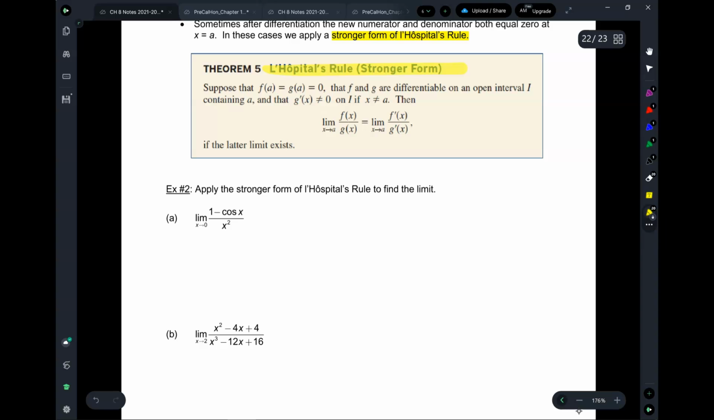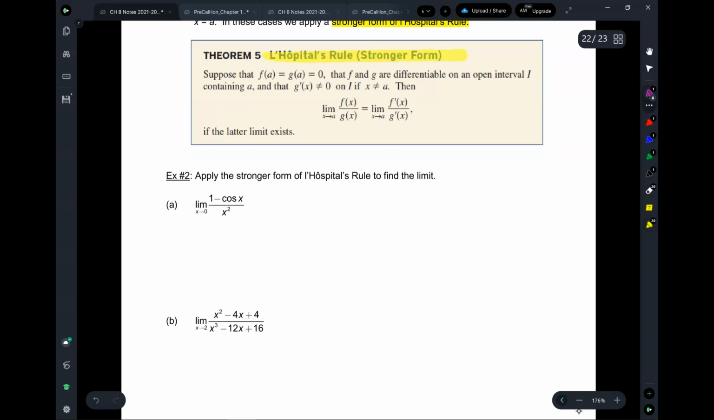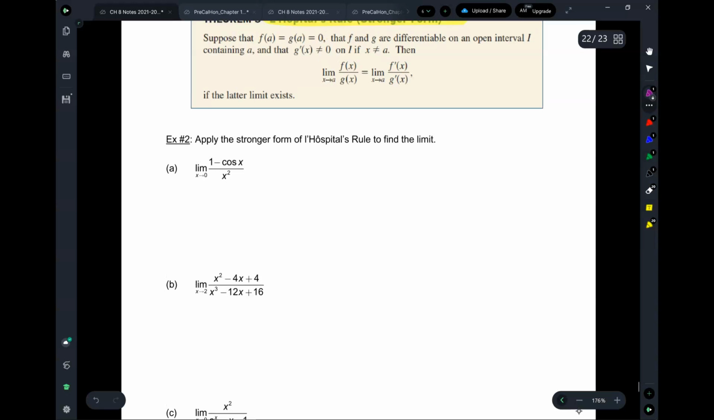All right. So take a look at what happens here. When you put in 0, 1 minus 1, 0 over 0. So we're going to apply L'Hopital's rule. So we're going to get here sine of x over 2x. Okay, so you put in 0 now, and you still get 0 over 0. But don't worry, you just do it again. Just keep doing it again. Cosine of x over 2. Now put in a 0, 1/2. Okay?